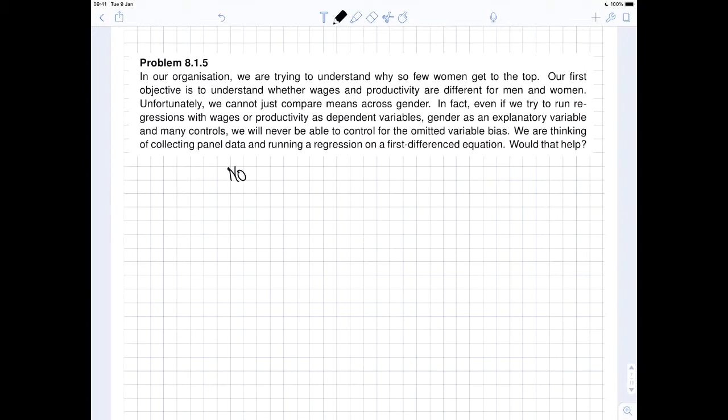We need variation across time to be able to use first differencing. Gender variation is almost inexistent, right? But there is gender variation, right? But it's so small that there's pretty much no point.